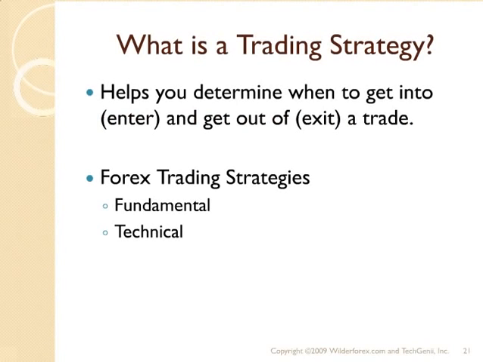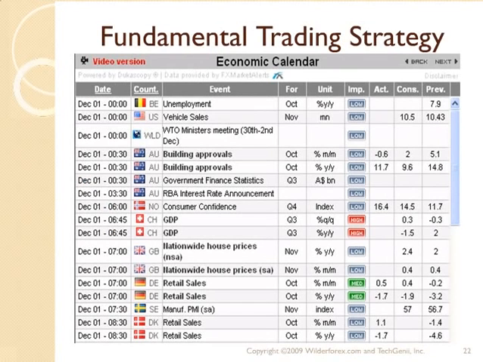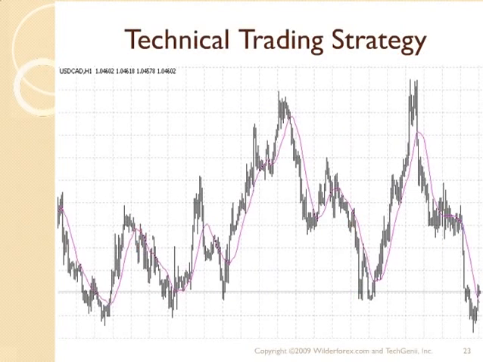What is a trading strategy? A trading strategy helps you determine when to get into, enter, and get out of, or exit, a trade. There are two Forex trading strategies, fundamental and technical. Fundamental trading strategy uses financial news to predict movements in a currency pair. The financial news can consist of economic indicators and/or news-based events. An example of an economic indicator would be the gross domestic product or GDP. A technical trading strategy focuses on statistic and probabilistic indexes to help predict the future trend of a currency pair. An example of this is the moving average, which is shown on this chart.